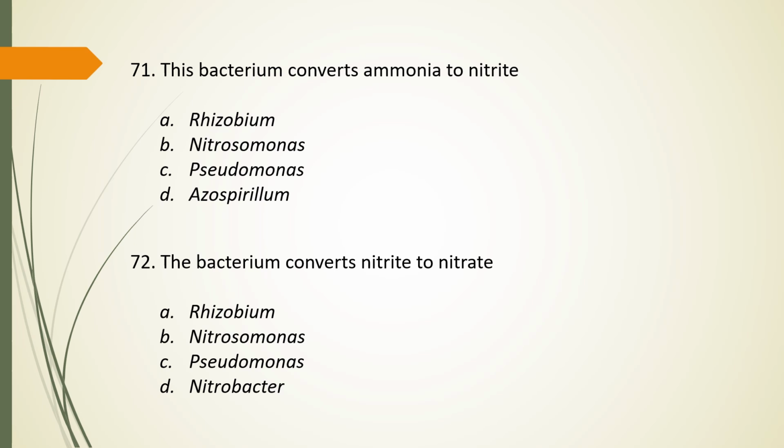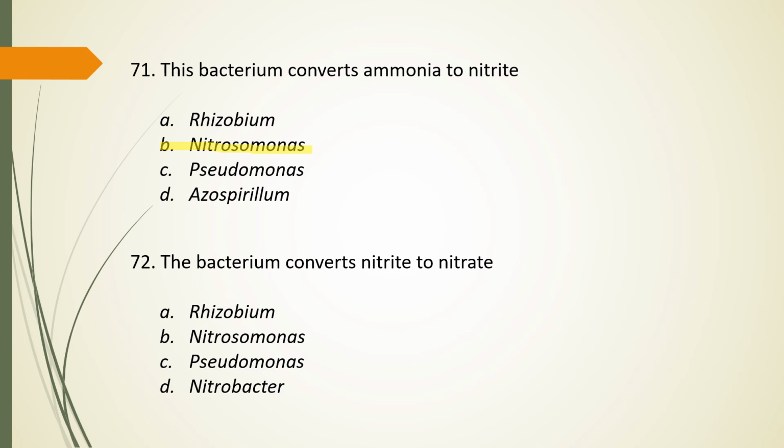Question number 71. This bacterium converts ammonia to nitrate. Option A Rhizobium, B Nitrosomonas, C Pseudomonas, D Azospirillum. The correct answer is option B Nitrosomonas. Nitrification is a key step in the global nitrogen cycle. Nitrifying bacteria are a small group of aerobic microorganisms that use inorganic chemicals as their energy source.